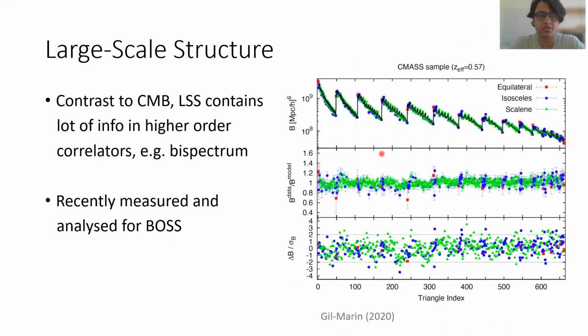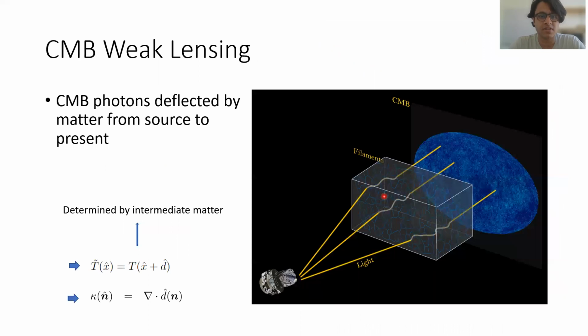However, in contrast to the CMB, large-scale structure data is highly non-Gaussian. So it contains a lot of information in higher-order correlation functions, such as the bispectrum, which has only recently started to be analyzed, for example, for the BOSS survey on the right. So let's get started with our data sets.